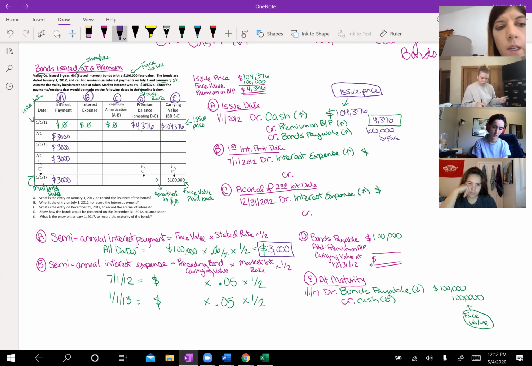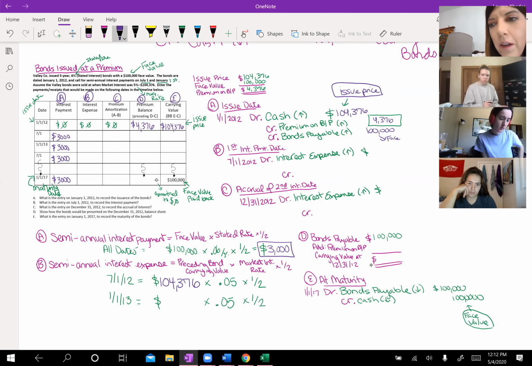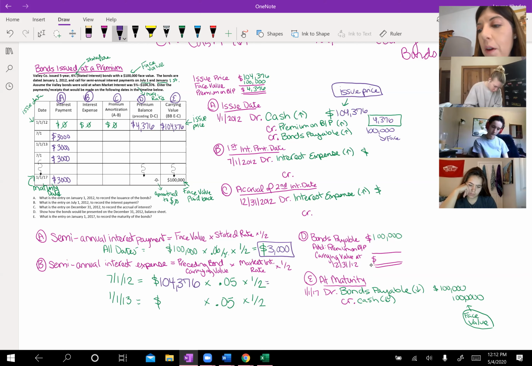For the first interest expense, what was the preceding bond carrying value? 104,376 was the preceding bond carrying value times 5% market interest rate per year times 1/2. And you calculated 2,609, correct?